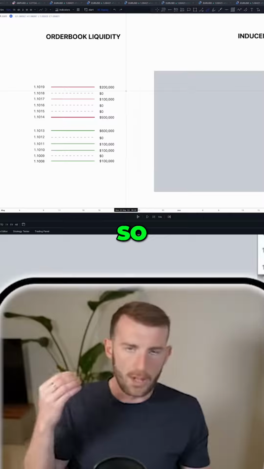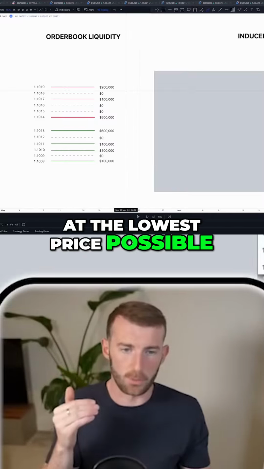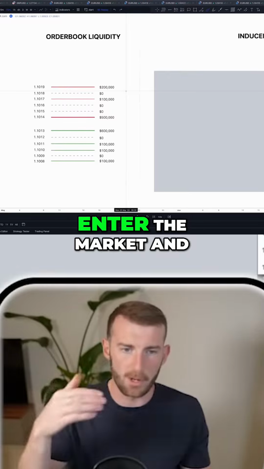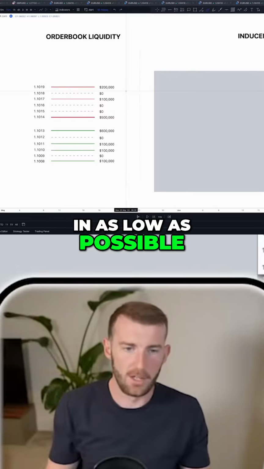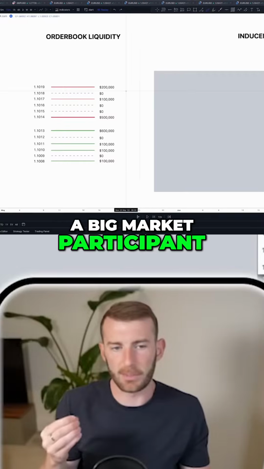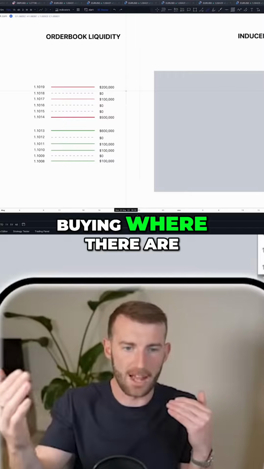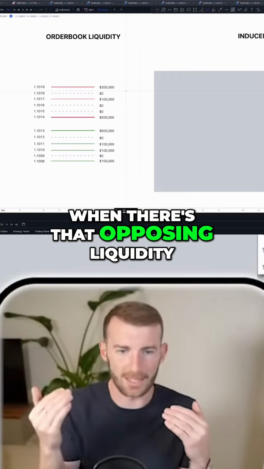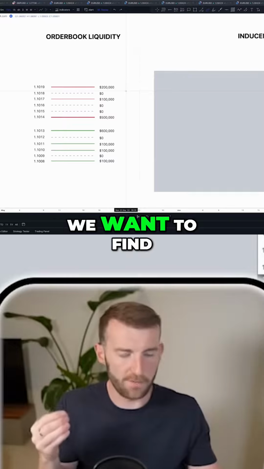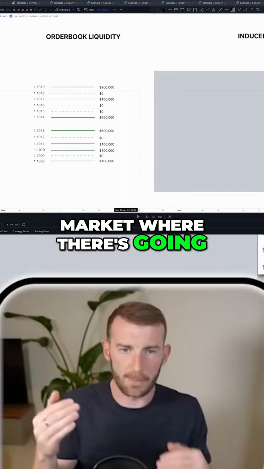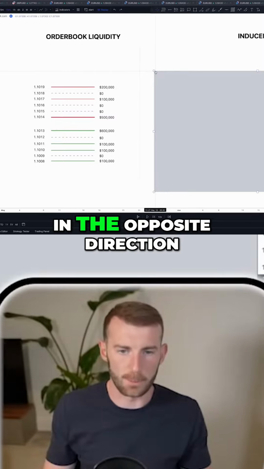When you want to get long, you want to buy at the lowest price possible. You don't want to get slipped when you enter the market and have to get your price filled way higher up. You want to get in as low as possible. So if you are a big market participant, where are you going to want to transact? If you're buying, you want to transact where there are tons of sellers, when there's that opposing liquidity. So the whole idea is we want to find those areas in the market where there's going to be opposing liquidity, where we think those big players are going to be trading in the opposite direction.